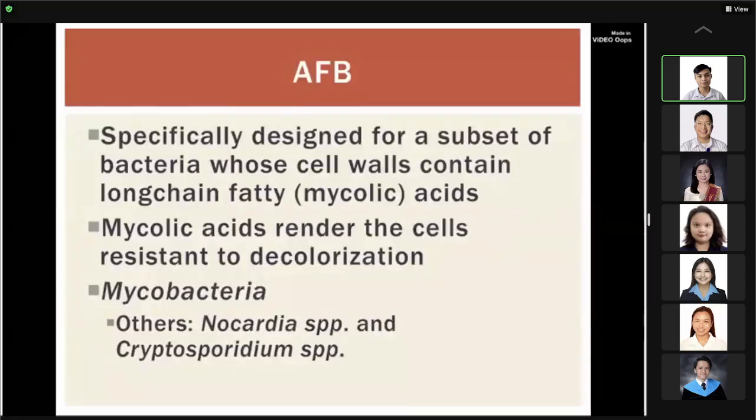Next is AFB, a test that is specifically designed for a subset of bacteria whose cell walls contain mycolic acids. These mycolic acids render the cells resistant to decolorization. It is not only Mycobacterium tuberculosis that is AFB positive. Other organisms like Nocardia and Cryptosporidium are also acid-fast organisms.